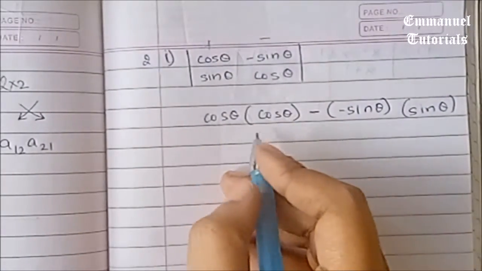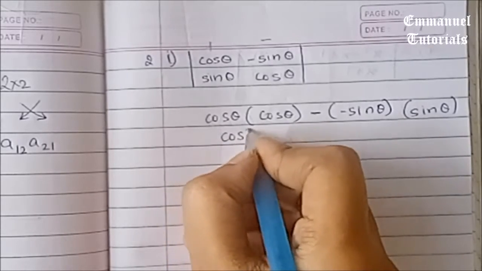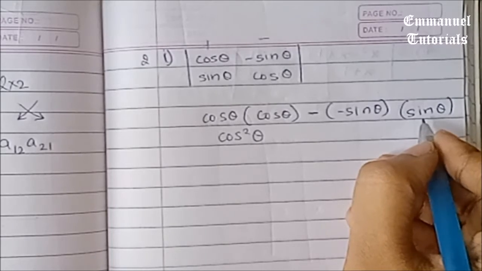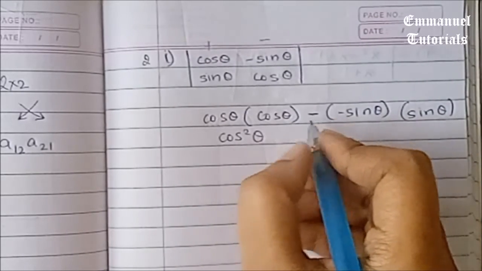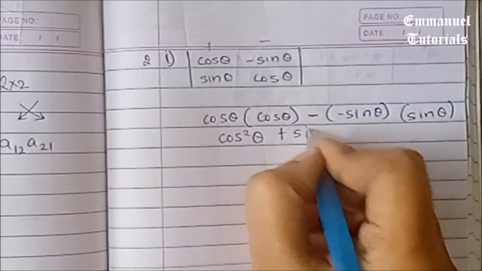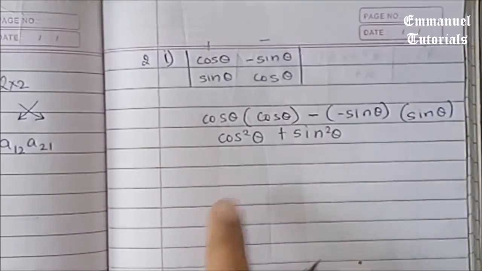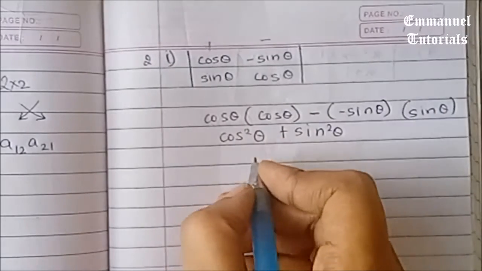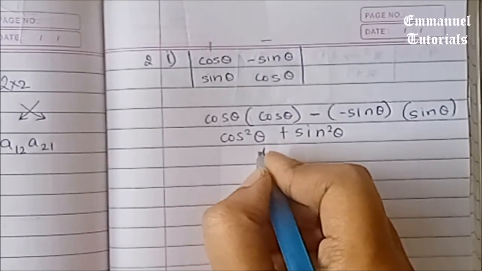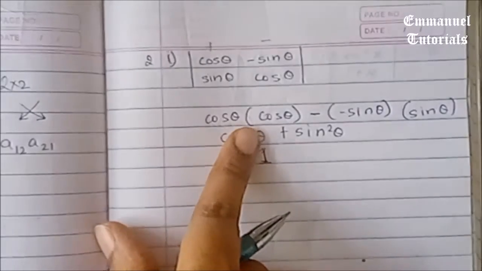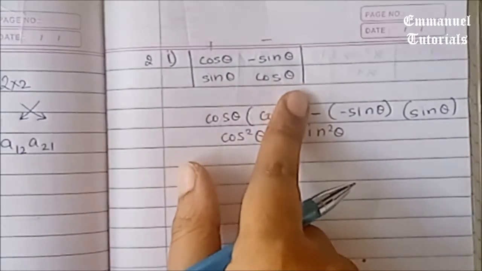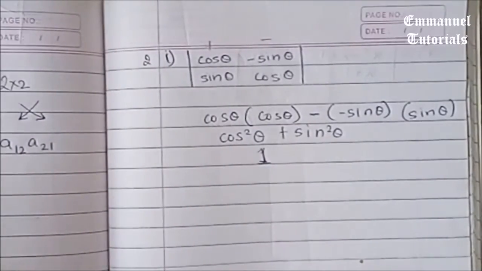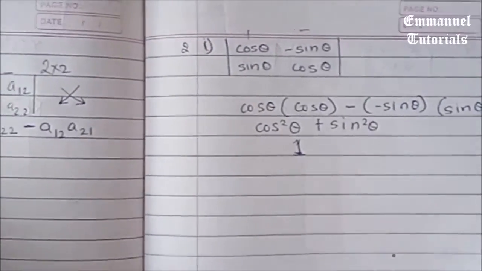So cos theta into cos theta is cos square theta. Minus sin theta into sin theta is minus sin square theta. Again, minus into minus is plus. So plus sin square theta. Now if you remember the trigonometric identities, what is cos square theta plus sin square theta? It is 1. So we have easily found out the determinant value of this determinant, cos theta, minus sin theta, cos theta. Now let's go to the next one.